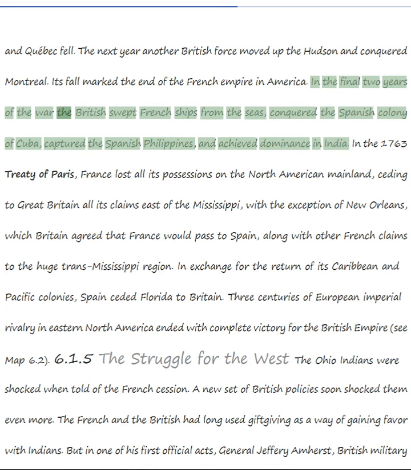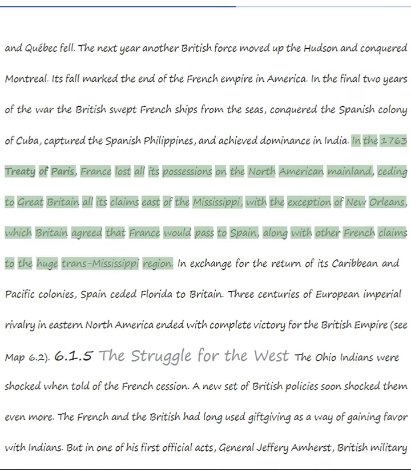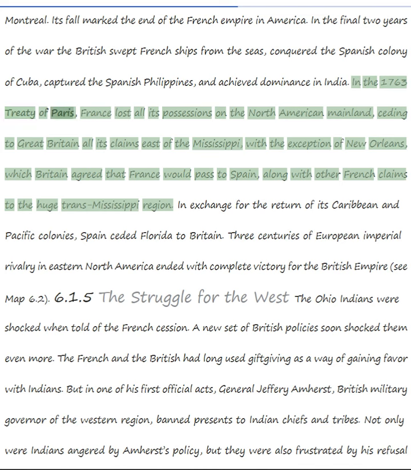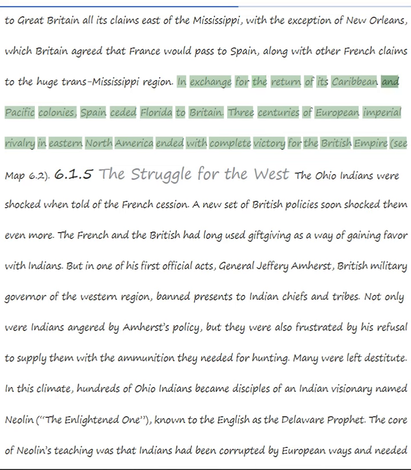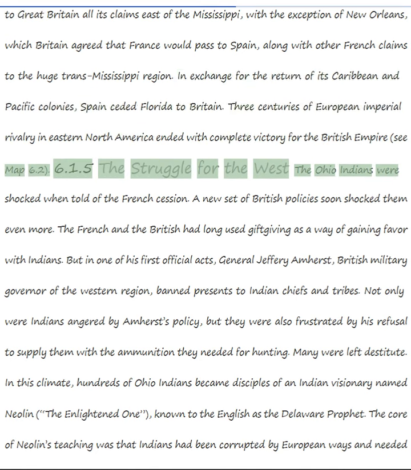In the final 2 years of the war, the British swept French ships from the seas, conquered the Spanish colony of Cuba, captured the Spanish Philippines, and achieved dominance in India. In the 1763 Treaty of Paris, France lost all its possessions on the North American mainland, ceding to Great Britain all its claims east of the Mississippi, with the exception of New Orleans, which Britain agreed that France would pass to Spain, along with other French claims to the huge Trans-Mississippi region. In exchange for the return of its Caribbean and Pacific colonies, Spain ceded Florida to Britain. 3 centuries of European imperial rivalry in eastern North America ended with complete victory for the British Empire. See Map 6.2.